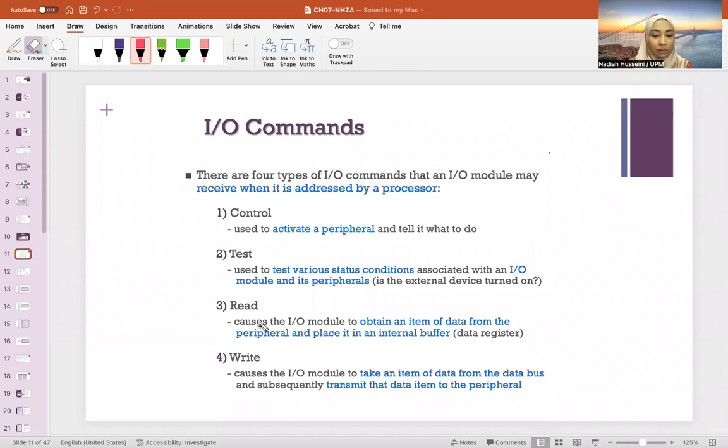Okay, and then we have the read, which causes the I/O module to obtain an item of data from the peripheral and place it in the internal buffer or the data register. And then we have the write, to take an item of data from the data bus and transmit that data item to the peripheral. Of course, we are writing onto a CD-ROM, or a USB drive or a hard disk. So you take the data item from the bus and transfer it to the peripheral. For reading, we want to read from the USB drive or the hard disk and place it into the internal buffer before it goes into the bus.